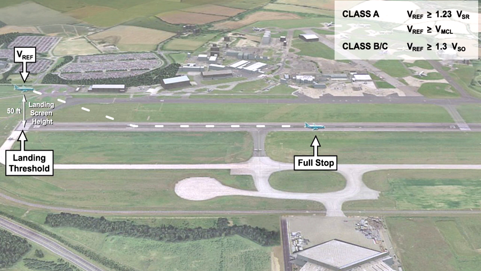Vref is a very important speed to attain, since the landing distances in the aeroplane flight manual are based on aeroplanes flying at Vref. Therefore, if a landing aeroplane is not at Vref, the landing distance given by the manual will not be achieved by the pilot. A landing carried out at a speed other than Vref could seriously jeopardize the safety of the landing.